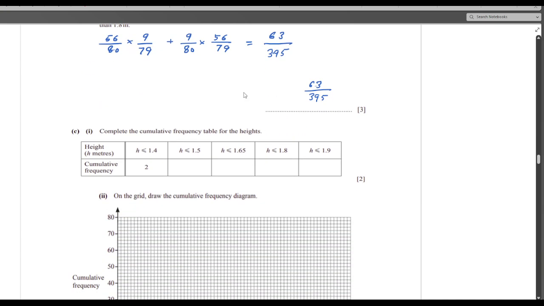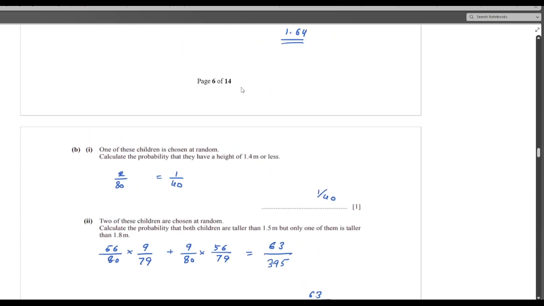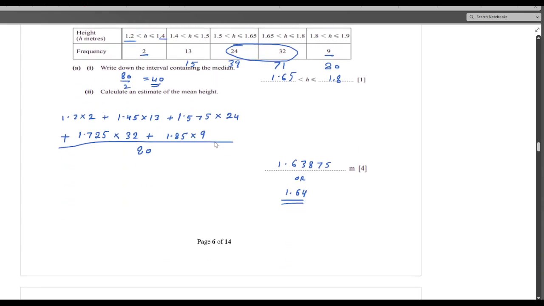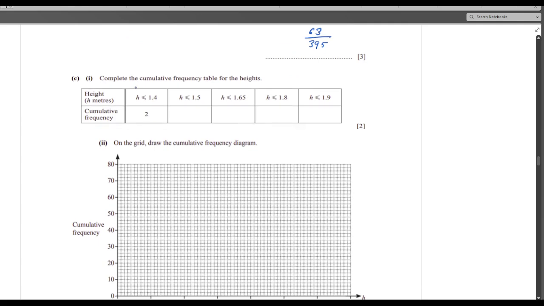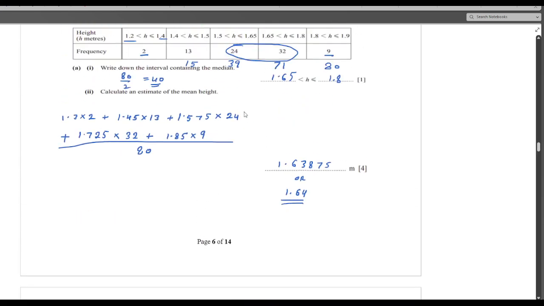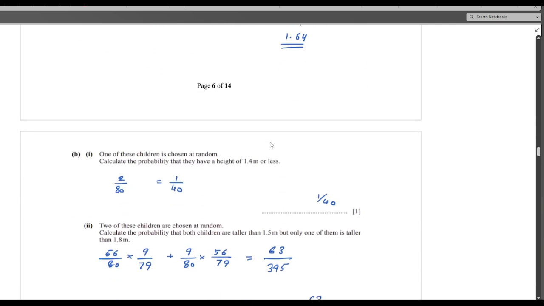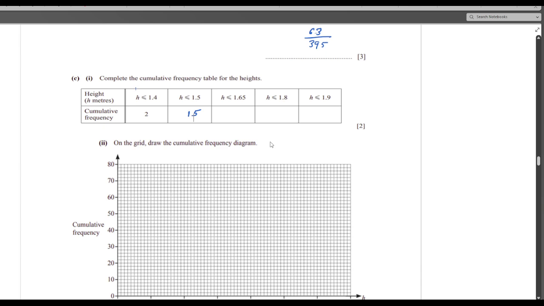Now next, complete cumulative frequency table for the height. So less than 1.4 we have 2, then less than 1.5 I will add 13. So here it is 15. Already we have written the values over here. So 2, then 15, then 39, 71 and 80. Okay, on the grid draw the cumulative frequency graph.